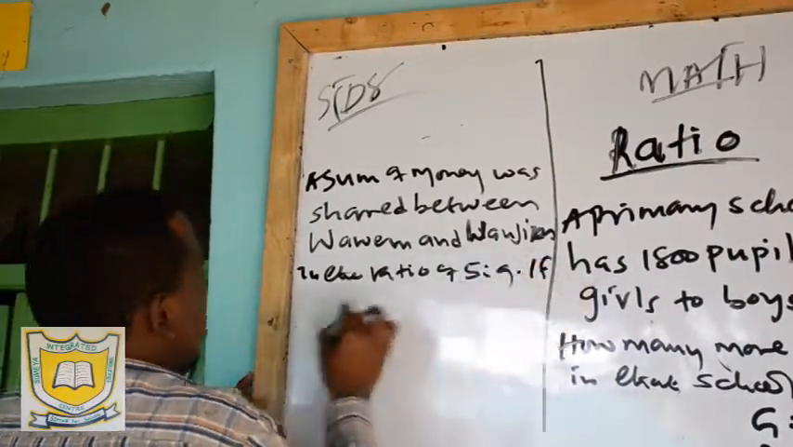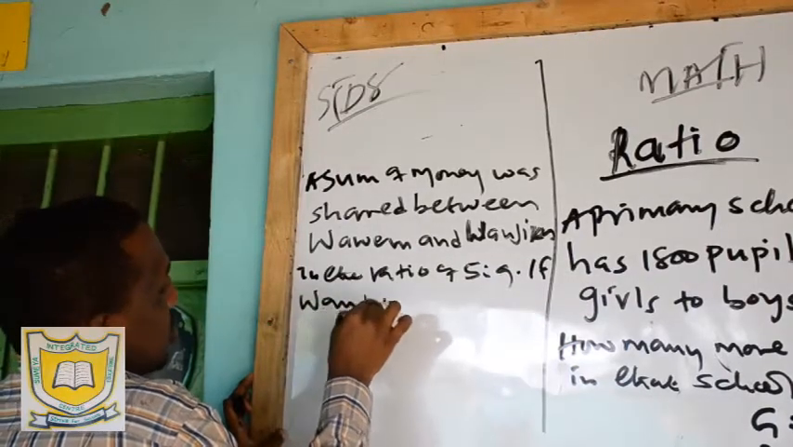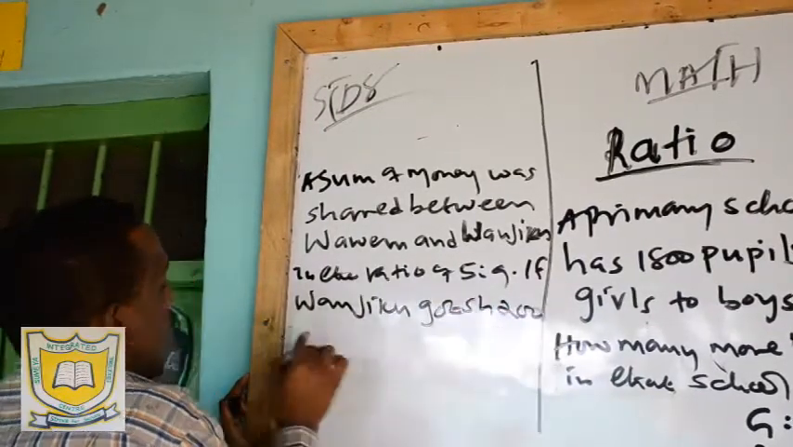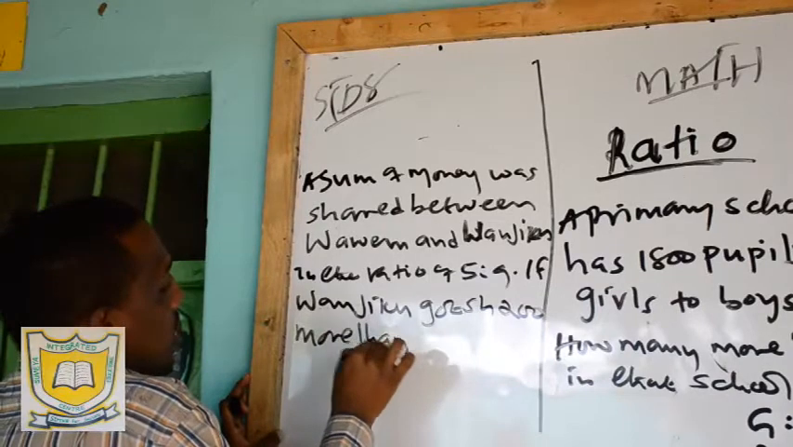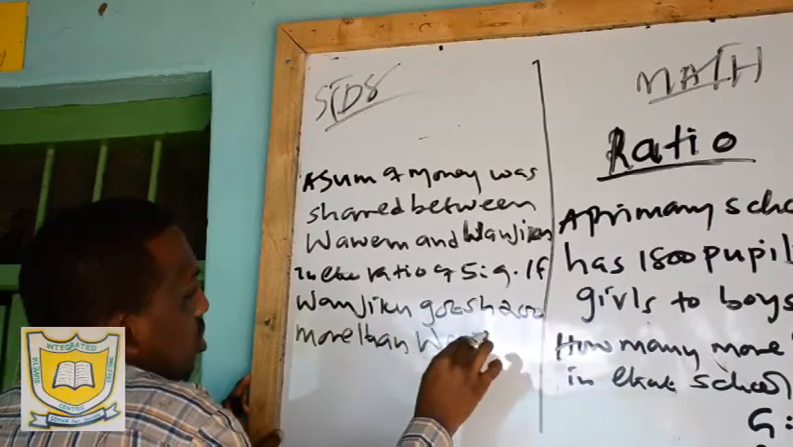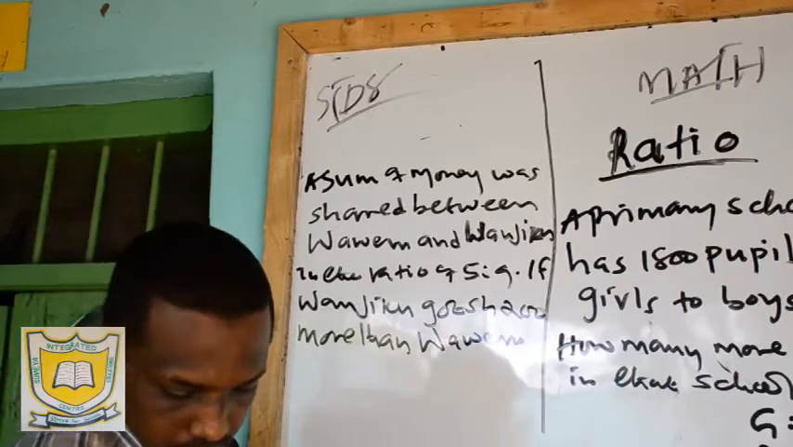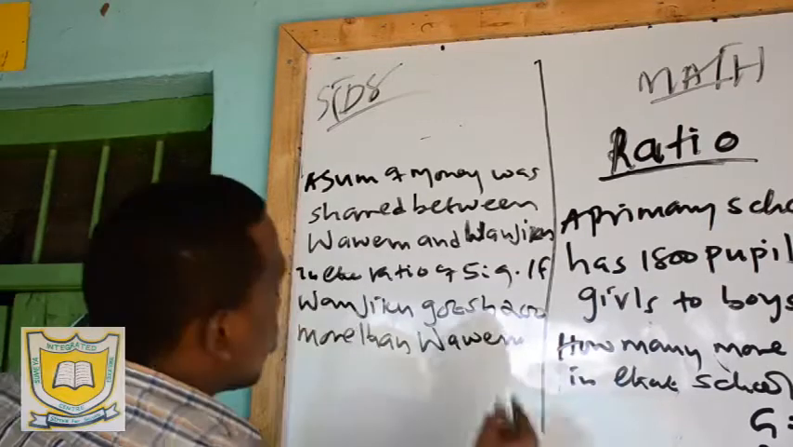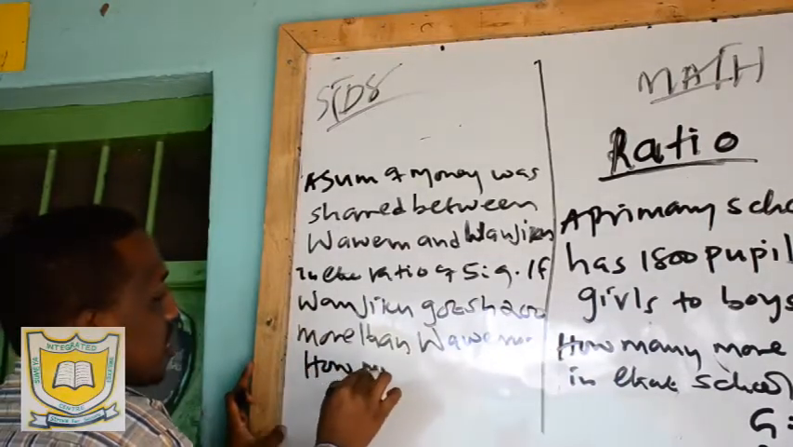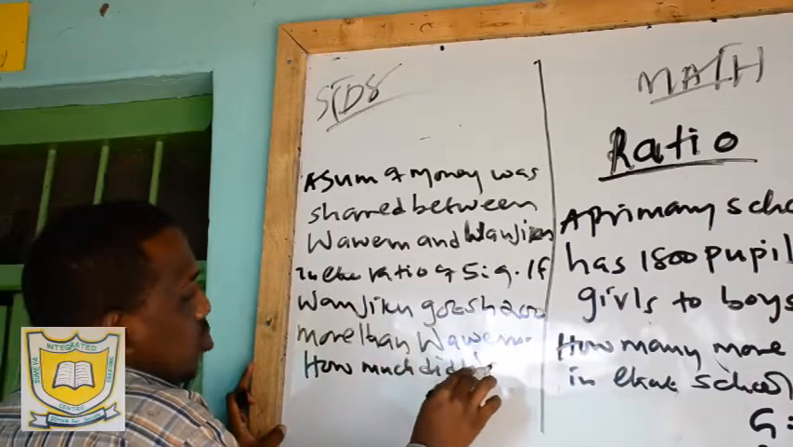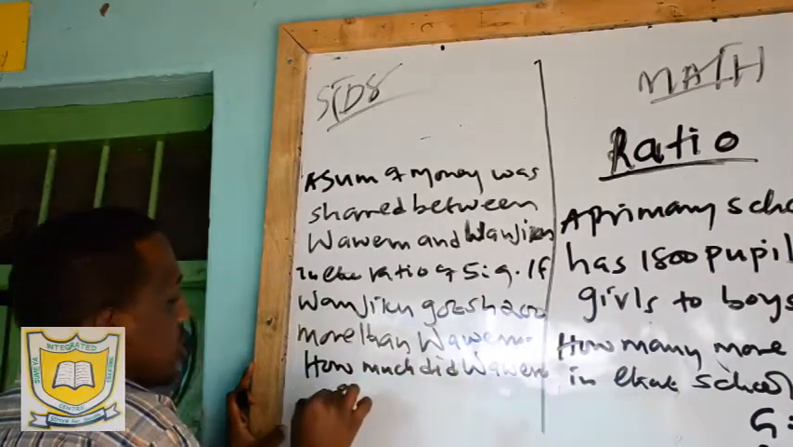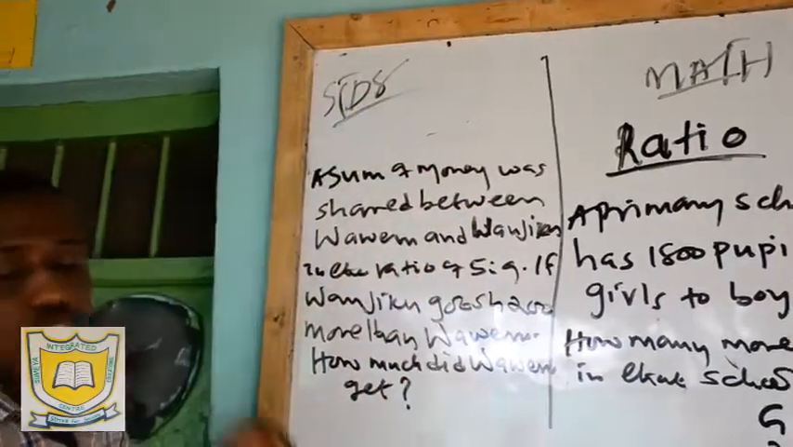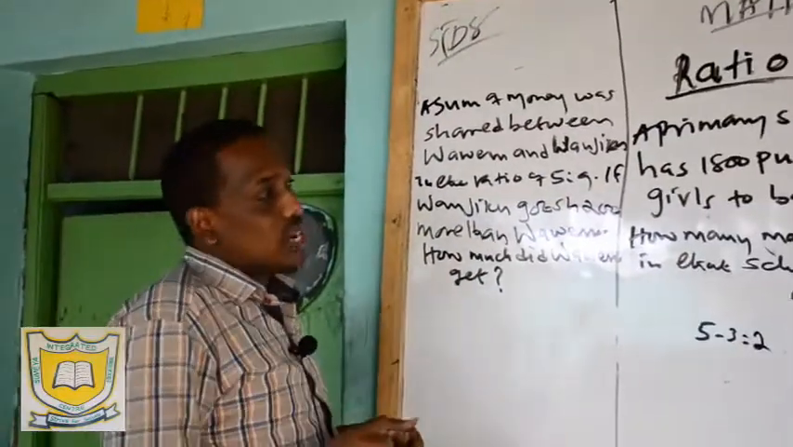if Wanjiku got shillings 200 more than Waweru, how much did Waweru get? It's also another very examinable question. This one and the other one are common in examination.